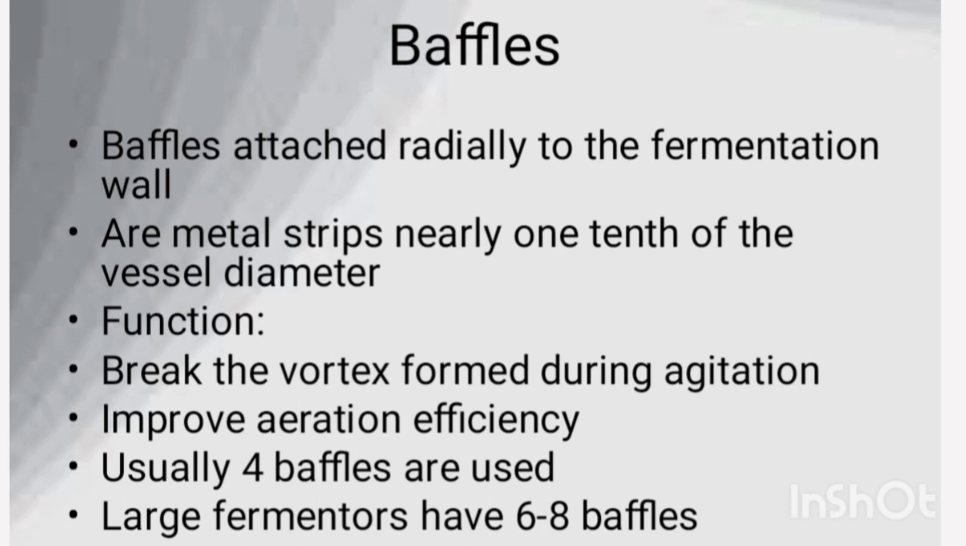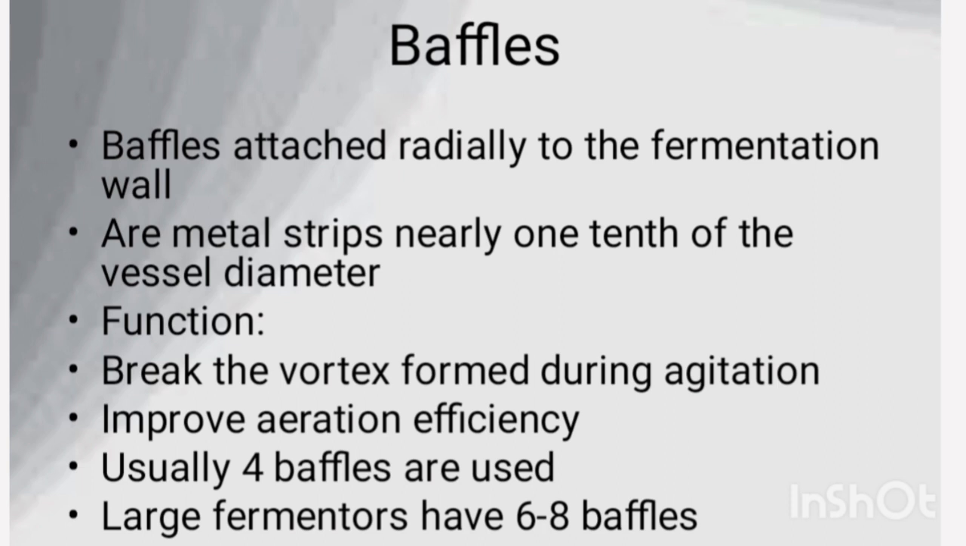Usually, 4 baffles are used, but larger fermenters have 6 to 8 baffles. The function of the baffles is to break the vortex formed during the agitation process by the impellers. And the second function is to improve the aeration efficiency. If this vortex is not broken, the fermentation media will spill out of the fermenter. That situation creates the problem of contamination.